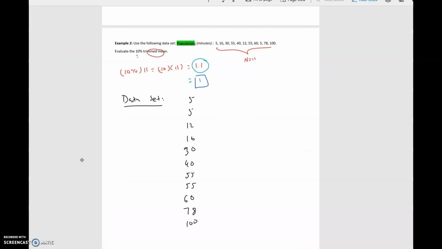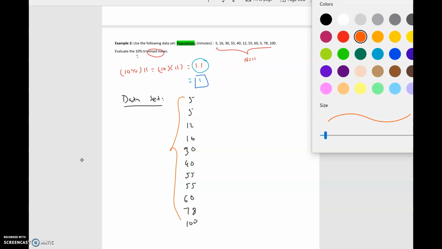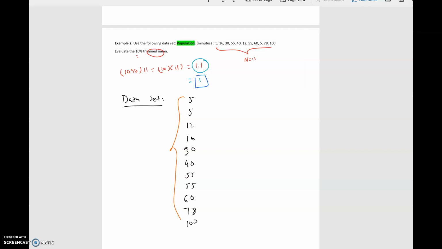So in this case, I've organized the data set from min to max. Since I want you to evaluate the 10% trim mean, what that means is the following. Once you round n%, in this case 10% of 11, it's 1.1, which is technically 1. You're going to be removing a total of one value from the min and one value from the max. So your new value of n is going to be reduced by 2.